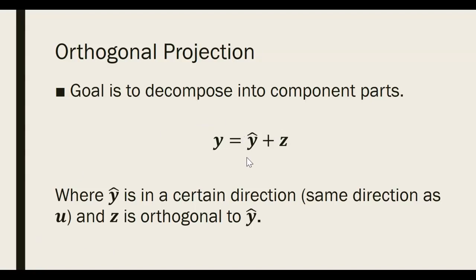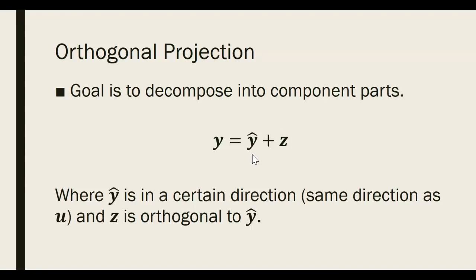Now we're going to have certain conditions on these two pieces. First off, we want these two pieces, the y hat and the z, to be orthogonal to each other. So we're going to break it up into two pieces, and these two pieces will be orthogonal to each other. And moreover, y hat is going to be in a certain direction.